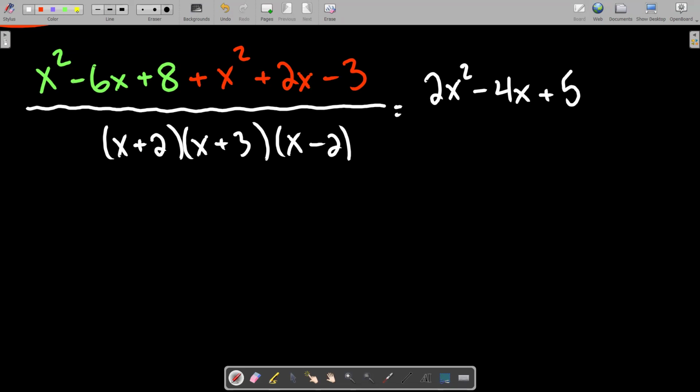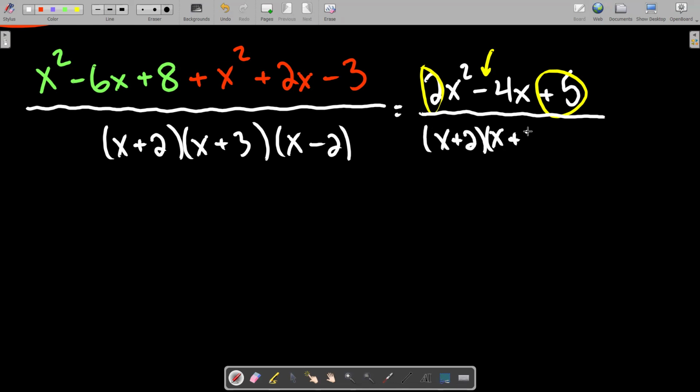And I've said this on many different occasions, but you'll all hear it when you're darn good and ready. This is a great time to know how to tell if something is factorable. Take 2 times 5. What do you get? Are there any numbers that multiply to make 10 and add to make -4? If not, then it's not factorable. So we now know that the final answer to this problem is going to be 2x squared minus 4x plus 5 over x plus 2 times x plus 3 times x minus 2.